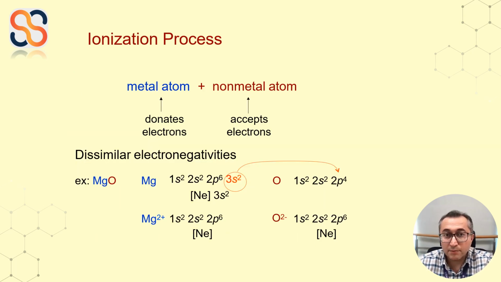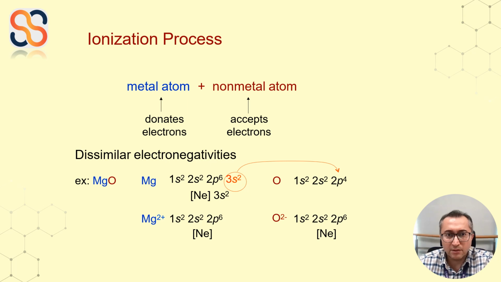Now, let's explore the ionization process, which is fundamental to understanding how elements interact to form compounds. In this process, we typically have a metal atom that donates electrons and a non-metal atom that accepts those electrons. This interaction usually occurs between elements with dissimilar electronegativities.